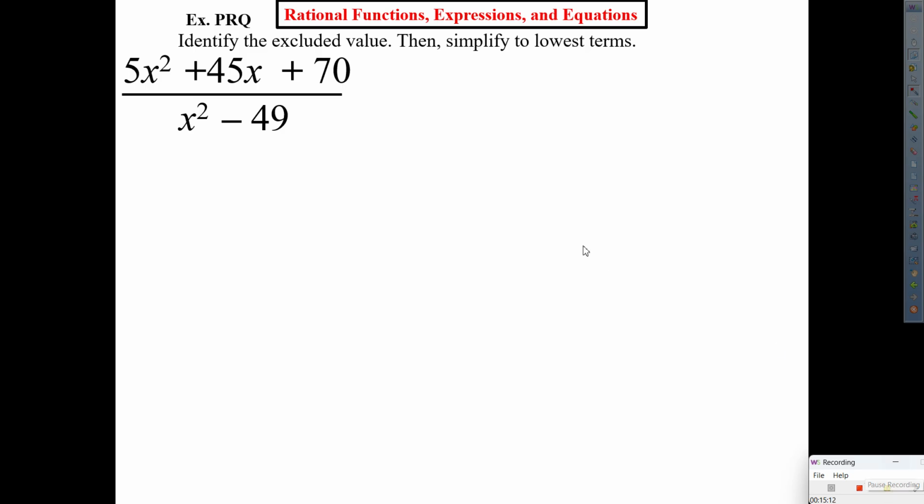All right, copy this next one, please. Example, Power Rangers cube. 5x squared plus 45x plus 70 over x squared minus 49. I'm going to give you a head start on this one. Find me the excluded value, very similar to the one we just did earlier. Give you a head start. Go.